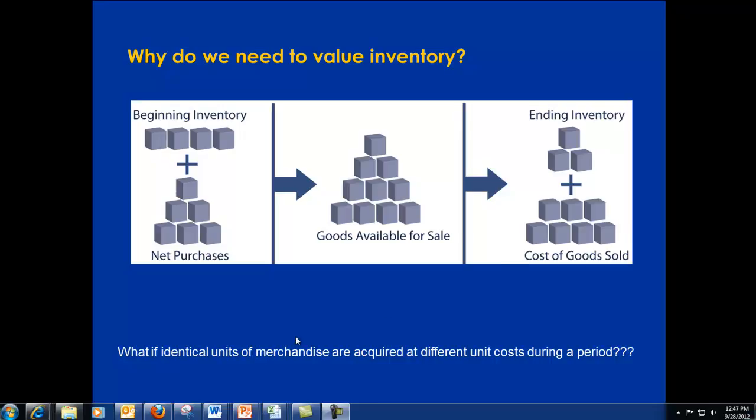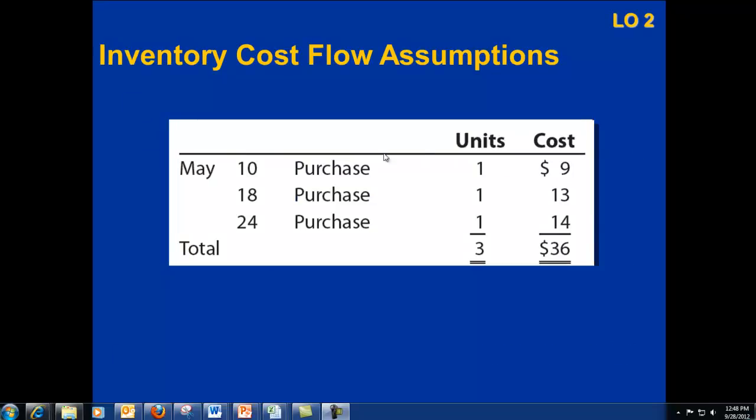previous chapter. But what if identical units of merchandise are acquired at different unit costs during a period? We haven't really touched on this too much, and now is a good point to do this. So let's say these are all the same exact units of inventory, but the price is going to vary. And this is going to happen in the real world as well, right? Suppliers are going to charge us different prices as time goes on.